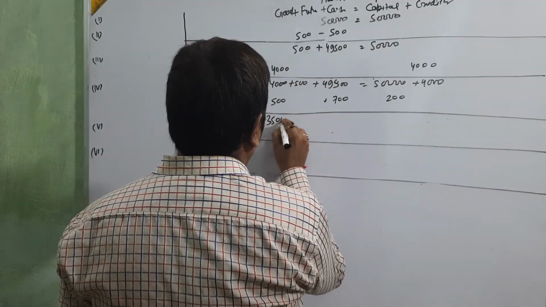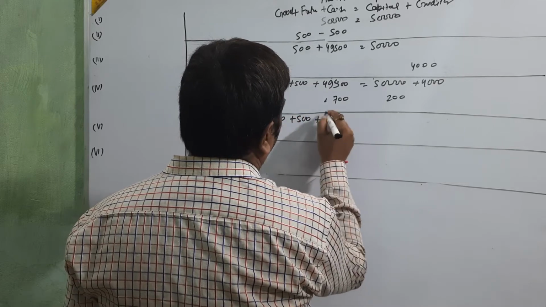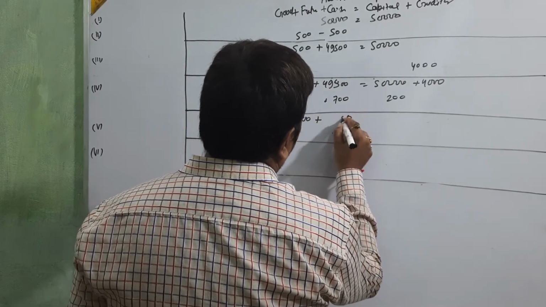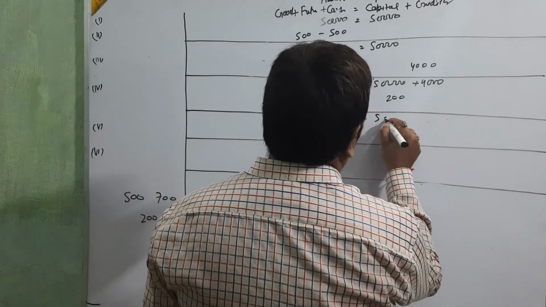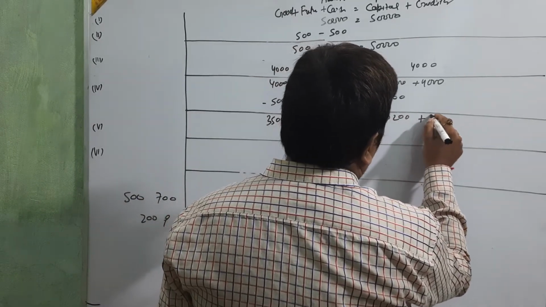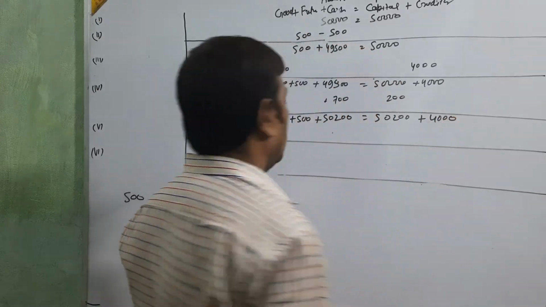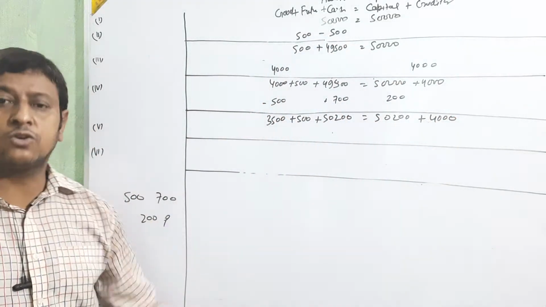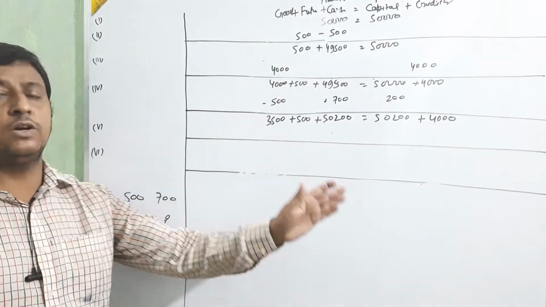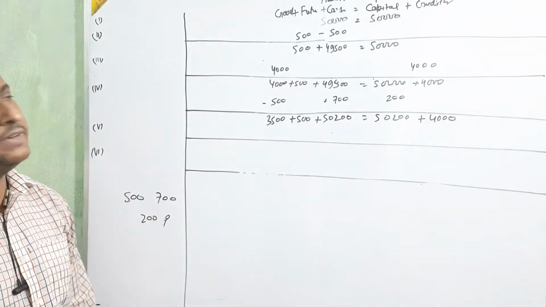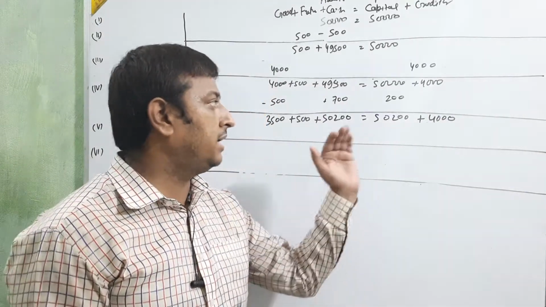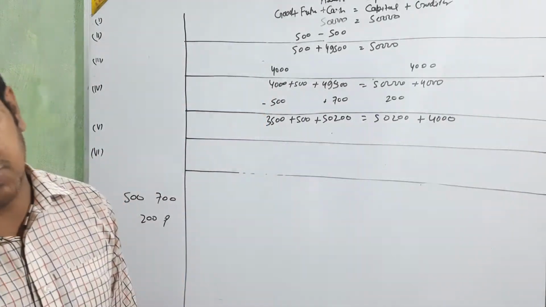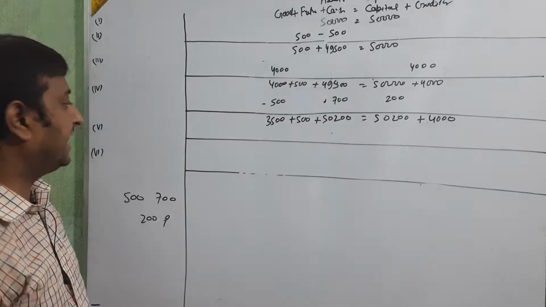Okay beta, clear? 5,000 goods value, then the value we are going to deduct from the goods, but we are receiving 700, so 700 we are going to add in cash, and 200 is profit, and profit always we are going to add in capital. Okay, next.